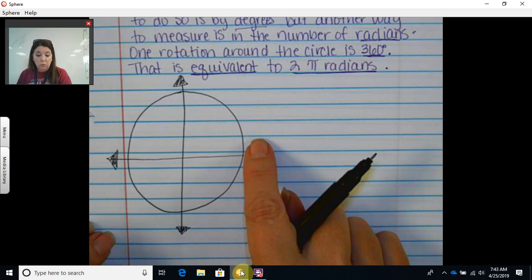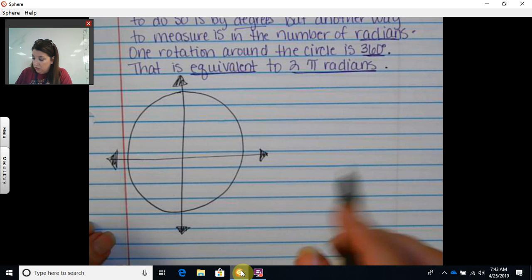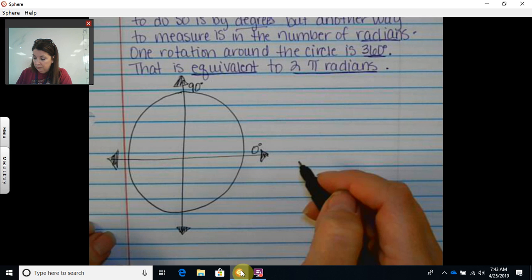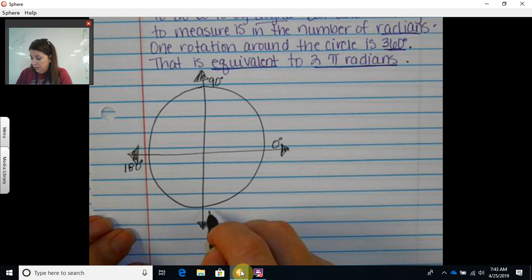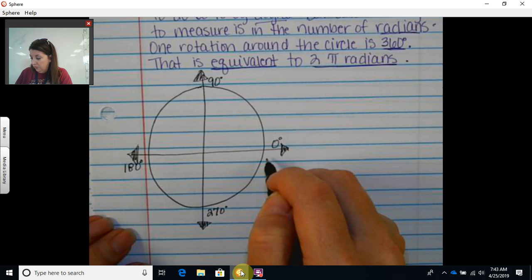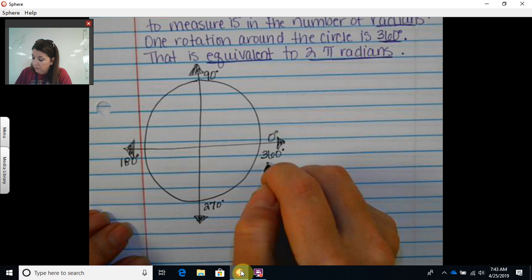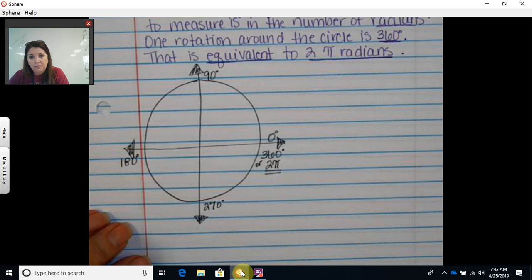So when we label this today, I'm going to do this counterclockwise. So we know we start at 0 degrees. We have 90 degrees up here, 180 degrees, 270 degrees, and 360 degrees. And we are already told that a complete rotation, 360 degrees, is equivalent to 2 pi radians, right? Okay, so let's figure out some other radian measures. If we know a whole rotation is 2 pi, let's figure out some others.